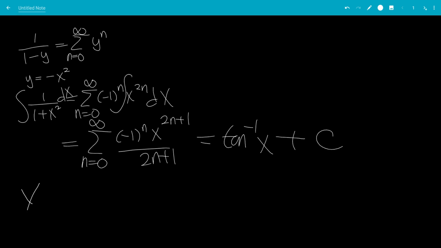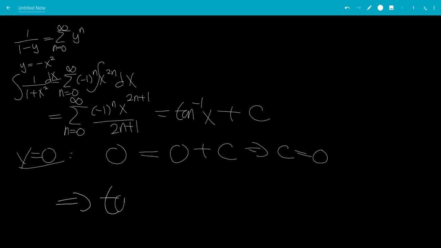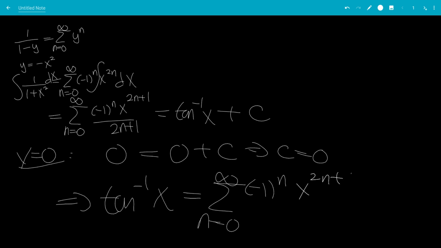So at x equals 0, you're going to get 0 to some number equals inverse tangent of 0, which is 0, plus c. So c is 0. So this gives us the inverse tangent of x is the sum, as n goes from 0 to infinity, negative 1 to the n, x to the 2n plus 1 over 2n plus 1.